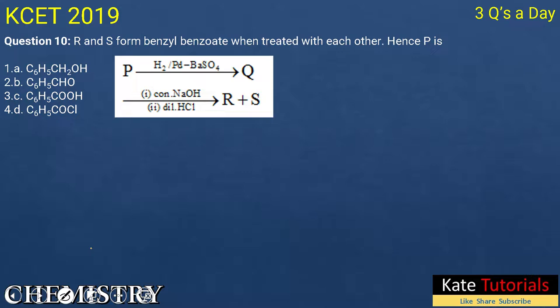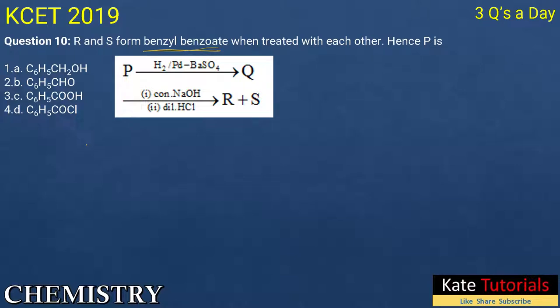Welcome to this video. In this video I'm going to discuss question numbers 10, 11 and 12 of KCET 2019 chemistry. Question number 10 is: R and S form benzyl benzoate when treated with each other.